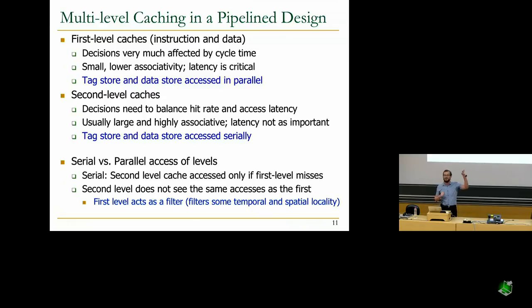Because the access pattern that you see in the first level is the access pattern that the processor has, but the access pattern that you see in the second level is now filtered, right? It's something else. Everything that doesn't hit in the first level is accessing the second level. Therefore you have different management policies.